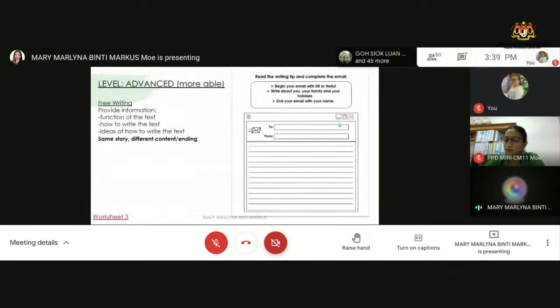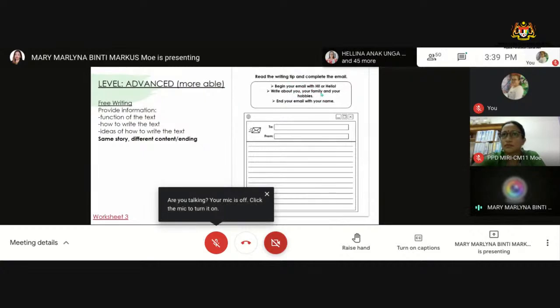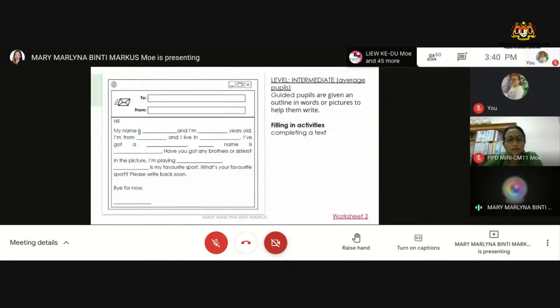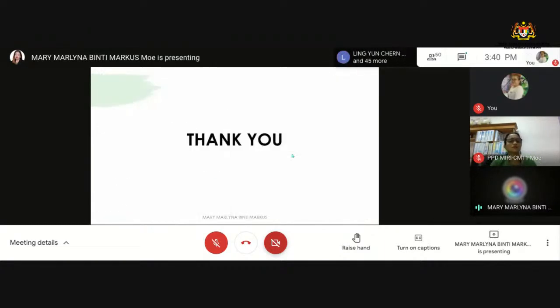Okay, and then the next one is free writing. So we just provide information on how to write the email. We just give them: begin the email with hi or hello, write about you, your family, and your hobbies, and end your email with your name. So it's a completely blank email template, but we do give them ideas on how to begin the text. So they will write the email, but they will have a different ending and different content from the beginner and the intermediate level.